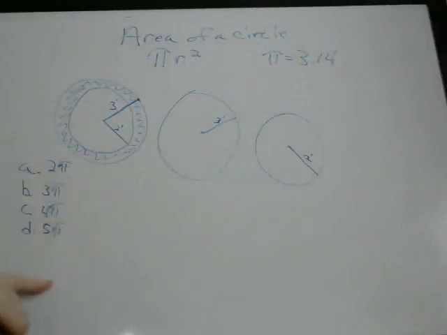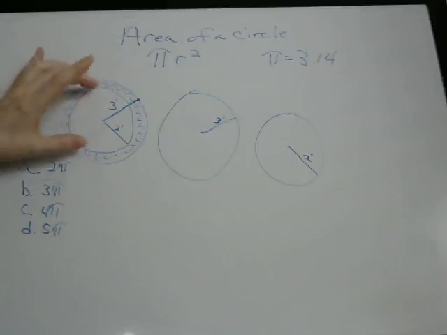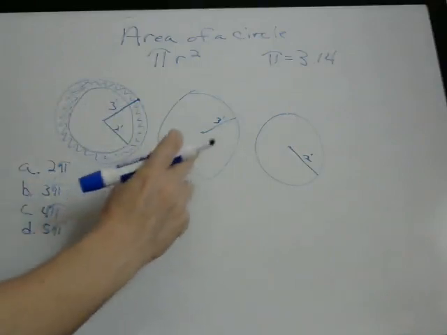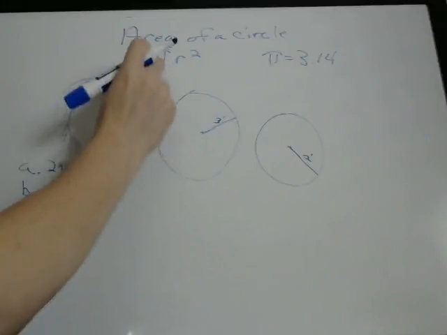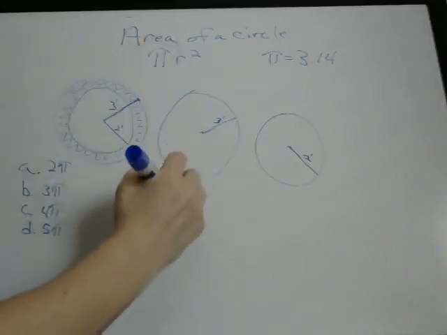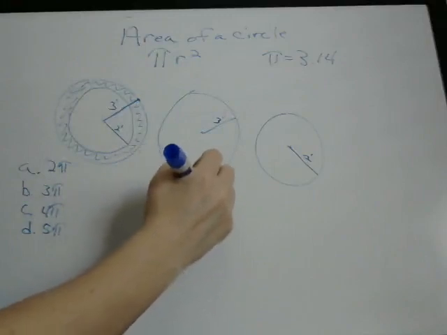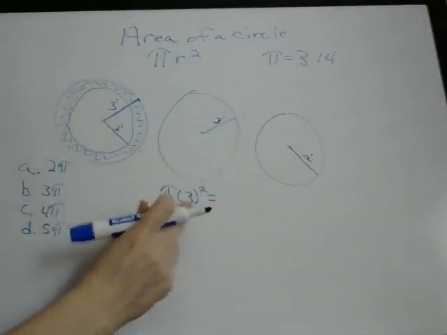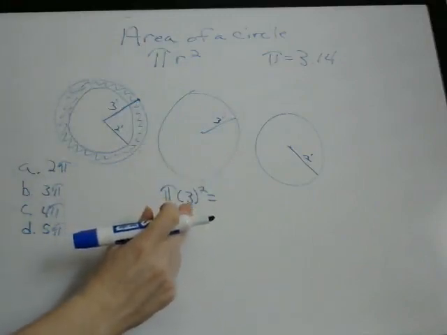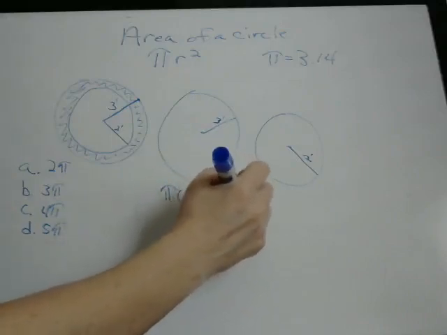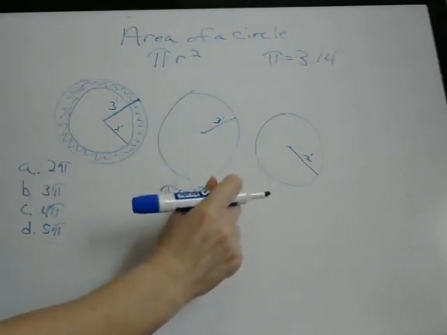So that's how we're going to do this question. Again, we're going to take the area of the larger one, subtract out the area of the smaller circle, and that's going to give us the area of the outside edge because that's what's left over. So what's the area of the larger circle? Again, what's your formula? Pi r squared. The radius is 3. So it's pi 3 squared. 3 times 3 is 9. So it's pi times 9.